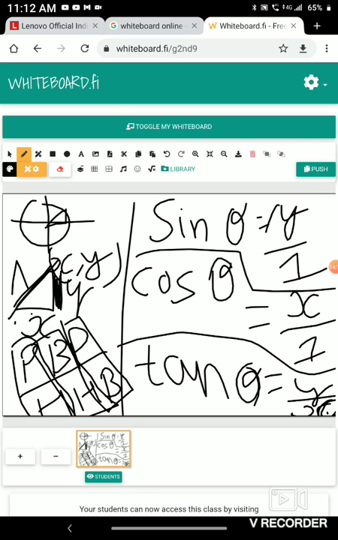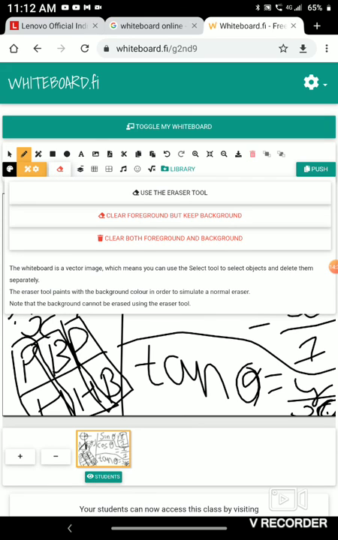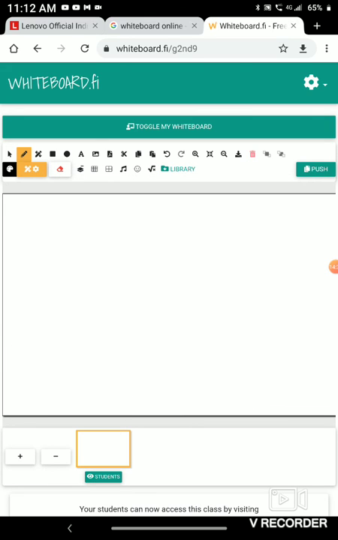Now I think I don't have a need to write the formulas of cosec theta, sec theta and cot theta, as these are the reciprocals. As cosec theta will become 1 upon y, sec theta will become 1 upon x, and cot theta will become x upon y. So let's clear this all.